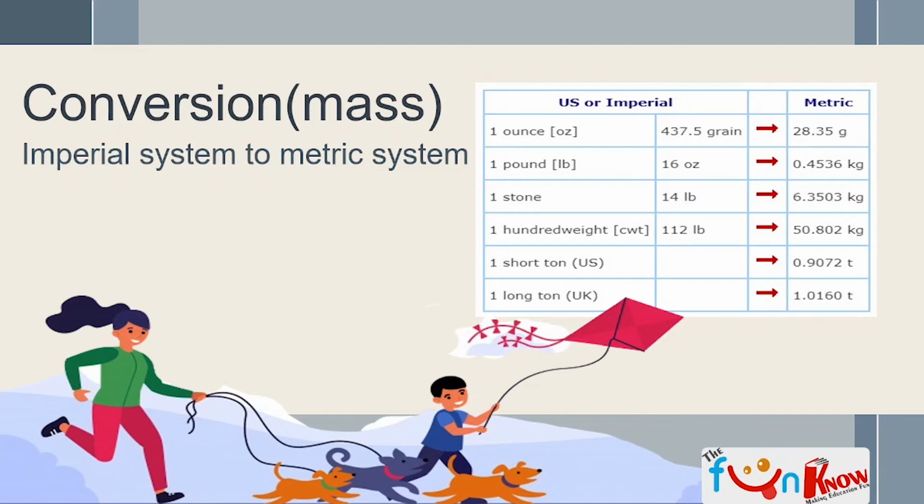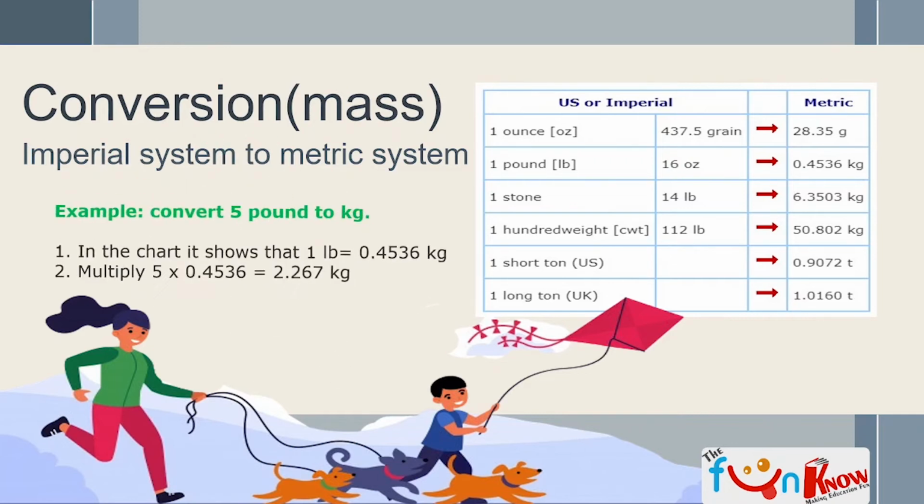1 short ton is 0.9052, and 1 long ton is 1.0160. Now let us see the whole part with an example, students.